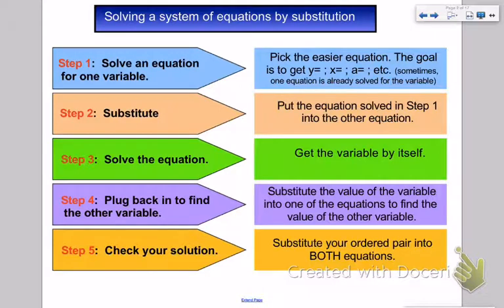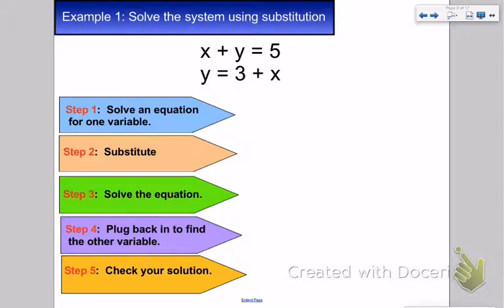This slide is an outline of the steps we are going to use. This is for your notes, but we are going to follow these steps on the next slide as well. Great, so we are being told to solve a system using substitution. What that means is we look for an equation that has an isolated variable on one side, the variable that's by itself on one side of the equal sign.